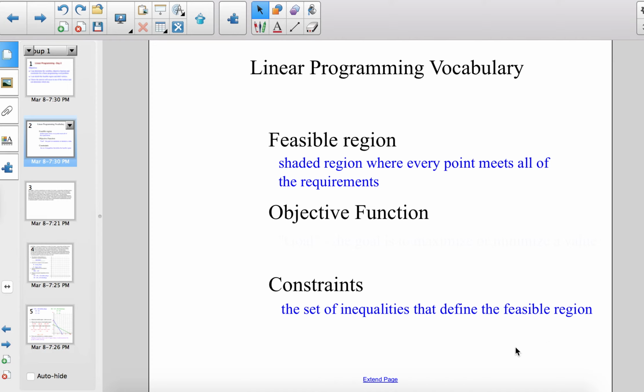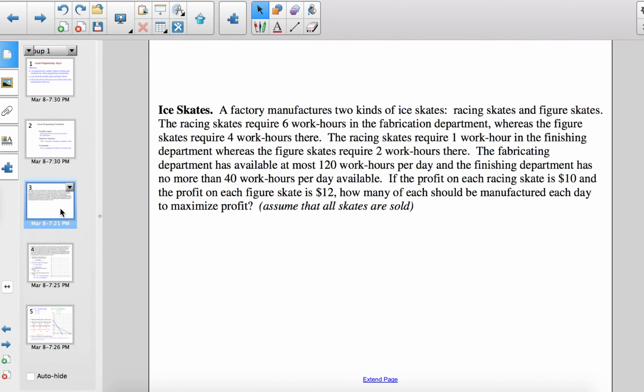So those are the ones that we sketch in, and then we use the vertices of that in order to find our max and our min. So that leads me into my objective function, which is just the goal. Our goal is always either going to be to maximize or minimize a value. So remember that there are notes in your packet today, so you should be following along in there. So we have two examples, and I will just read the first one to you.